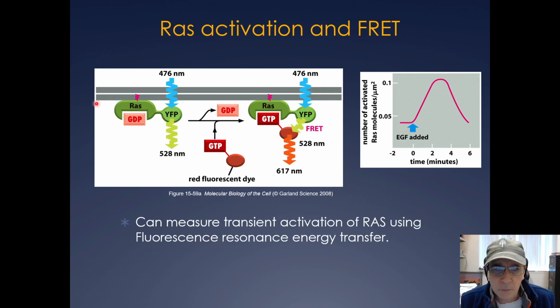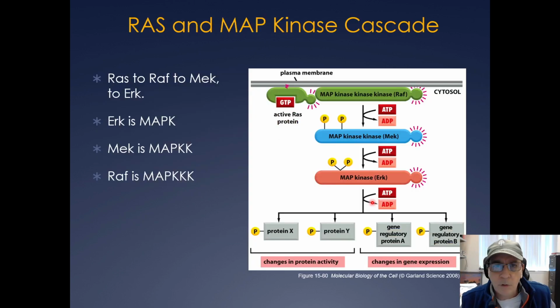You don't have to spend a lot of time on this. Graduate students, you will come across FRET quite regularly in a lot of the literature that you're reading. But once RAS is active, it goes and signals onto the MAP kinase cascade. Okay, so you get RAS to RAF, which then signals to MEK, which then signals to ERK, and then those can go on and phosphorylate other things.